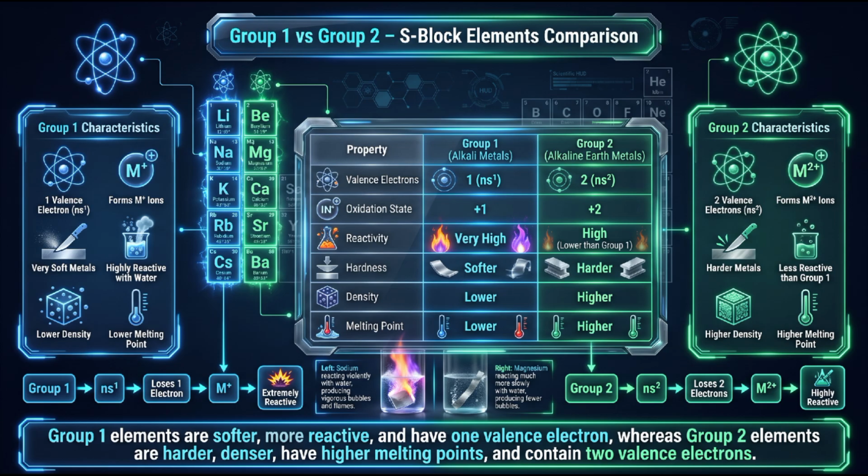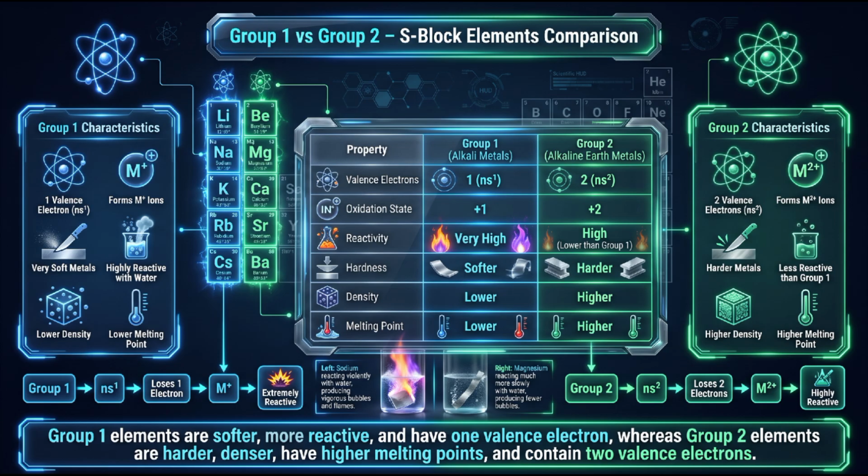Group 2 elements have 2 valence electrons, form +2 ions, are harder, denser, possess higher melting points, and are less reactive than Group 1 because they must lose 2 electrons. Nevertheless, both groups display the characteristic metallic properties of the S block, including low ionization energy, low electronegativity, strong metallic character, excellent conductivity, and increasing reactivity down the group.